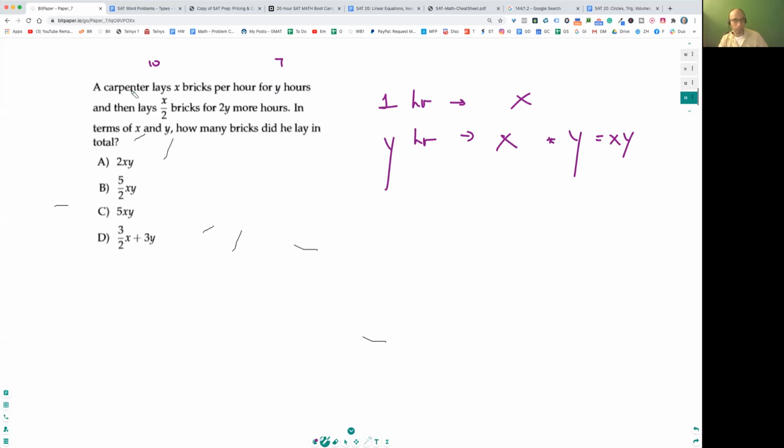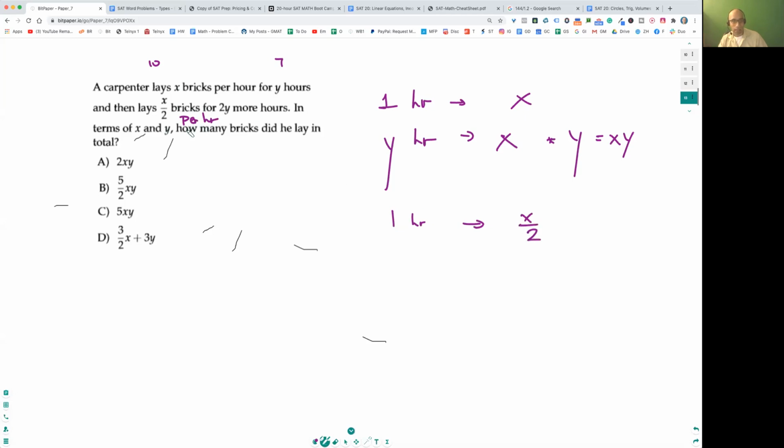Thanks for your patience. So this part is done. I'm going to cancel it out and move on to the next part. If you have trouble with the first part, let me know. Second part, same deal. What they're saying is lays X bricks, and there's a little bit of a typo. This should be per hour. X over 2 bricks per hour. So in 1 hour, now instead of X, you're getting X over 2.